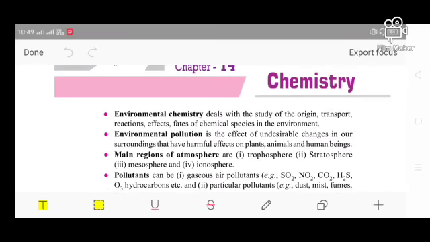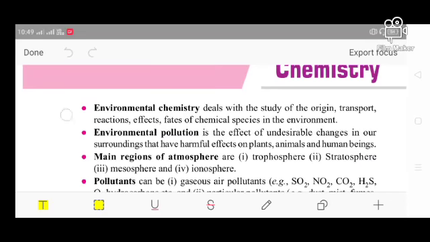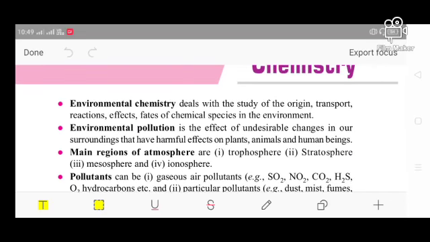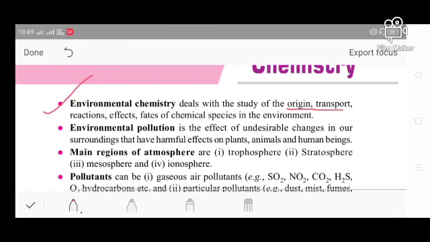So the first thing is, what is environmental chemistry, the basic fundamental thing. Environmental chemistry is a branch of chemistry which deals with the study of origin and transport, reactions, effect and fate of all the chemical species in the environment. These are the different kinds of processes going on side by side in environmental chemistry.